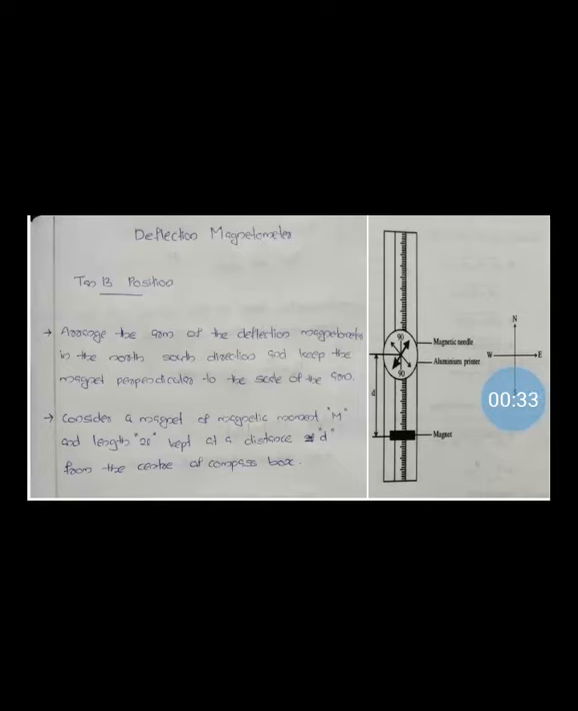Tan B position, that is, the deflection magnetometer, the device, is placed in the north-south direction and the magnet is placed perpendicular to the arm of the scale. Then consider a magnet of magnetic moment M and length 2l kept at a distance d from the center of the compass box.